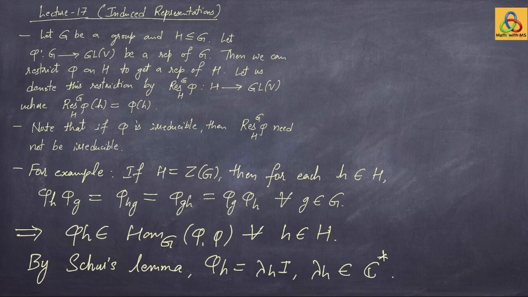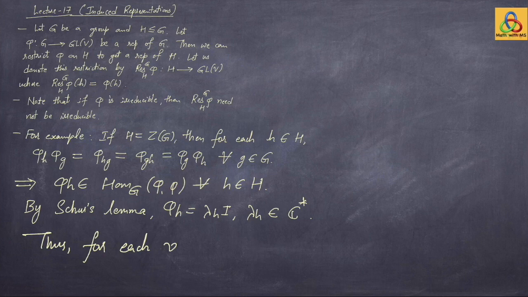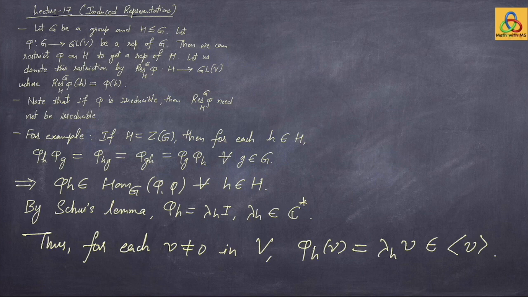Therefore, if you take any non-zero vector in your representation space V, phi_h of that v is lambda_h times v, so it again falls in the vector subspace spanned by that v. So each one-dimensional subspace of V is kept invariant by this restriction map. Thus, for each v not equal to zero, phi_h of v equals lambda_h times v, which belongs to the subspace spanned by v. So the restriction of phi from the group G to the center, or in general a central subgroup, a subgroup contained in the center, is not irreducible.